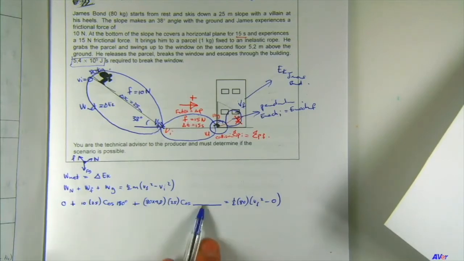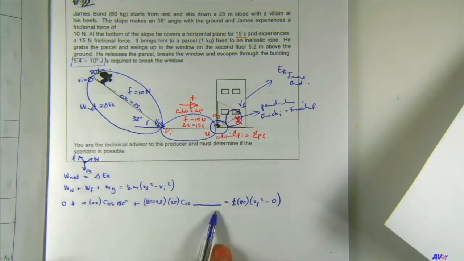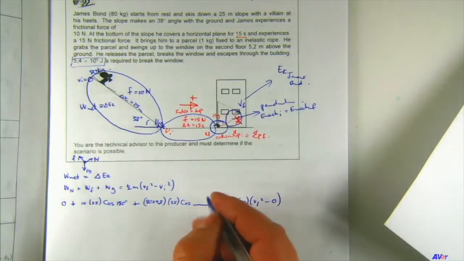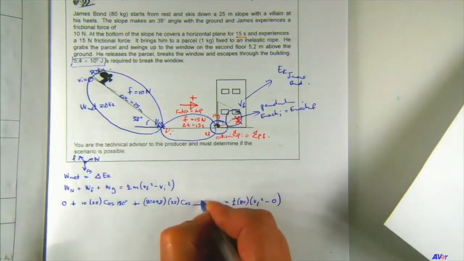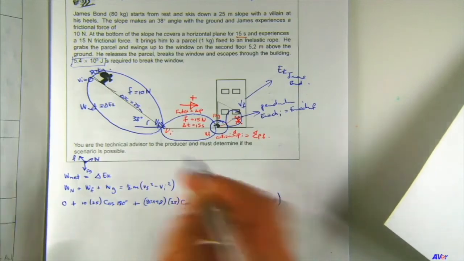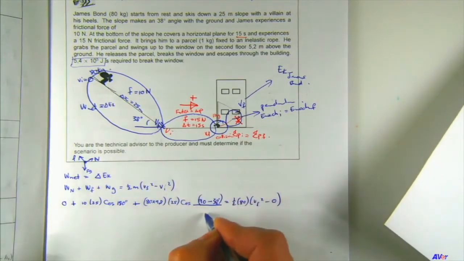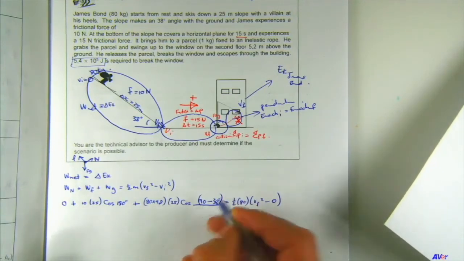The angle that I use for gravity, it's moving down the slope, right? So this should be 90 minus the bottom angle of 38, right? So you're going to be working there with 90 minus 38.